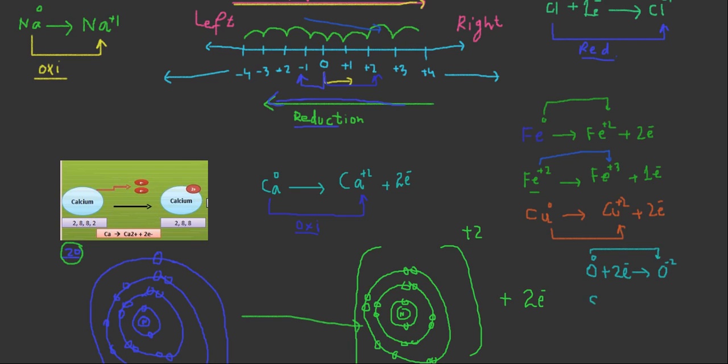Similarly, if you have a sulfur atom and it gains 2 electrons, it would be converted into sulfur ion, S with a negative 2 charge. So the sulfur atomic state has 0 charge, and it is now converted into sulfur ion. So 0 to minus 2 is a decrease in oxidation state. So these two are examples of reduction, while these three are examples of oxidation.